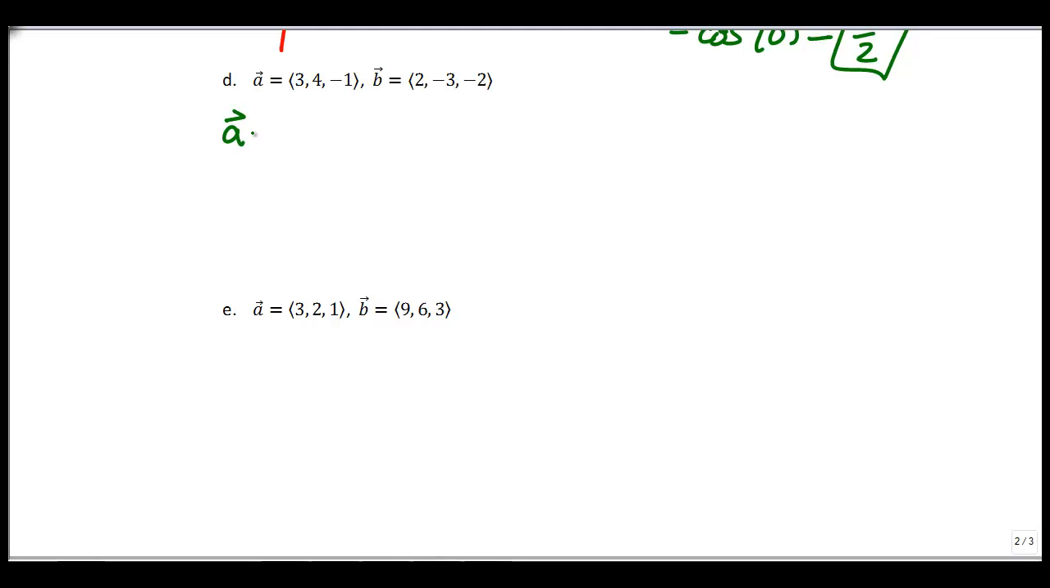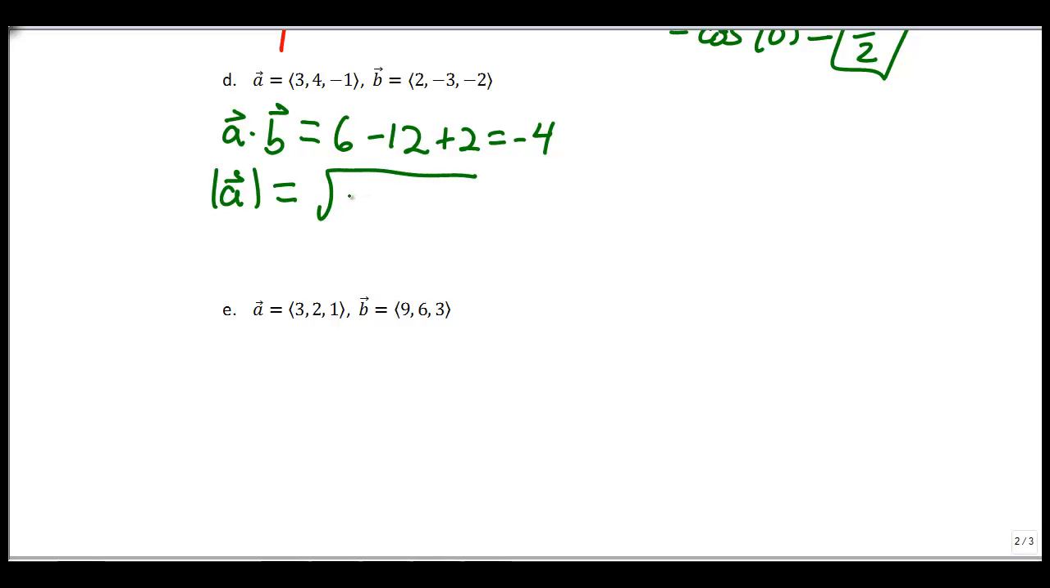But here what we get is A dot B. I get 3 times 2 is 6. 4 times -3 gives me -12. -1 times -2 is a +2. Add that up. 6 plus 2 is 8. Minus 12 is -4. And I need a magnitude of A. It's going to be square root of 3 squared plus 4 squared plus the -1 squared. So this is square root of 9 plus 16 plus 1. That's square root of 26.